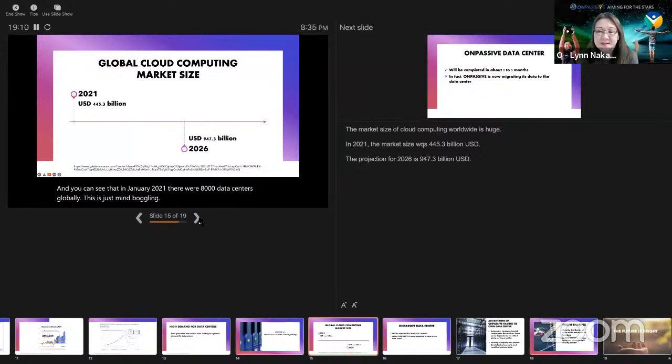Let's look at the market size of cloud computing worldwide. It's very, very huge. In 2021, the market size was $445.3 billion US dollars. And the projection for 2026 is $947.3 billion US dollars. Let that sink in.